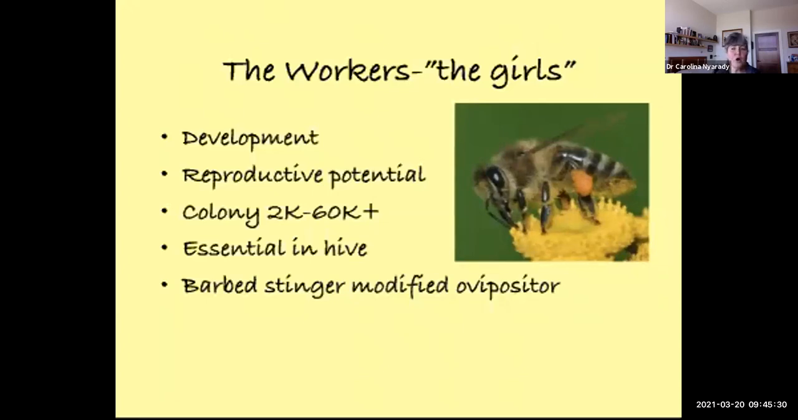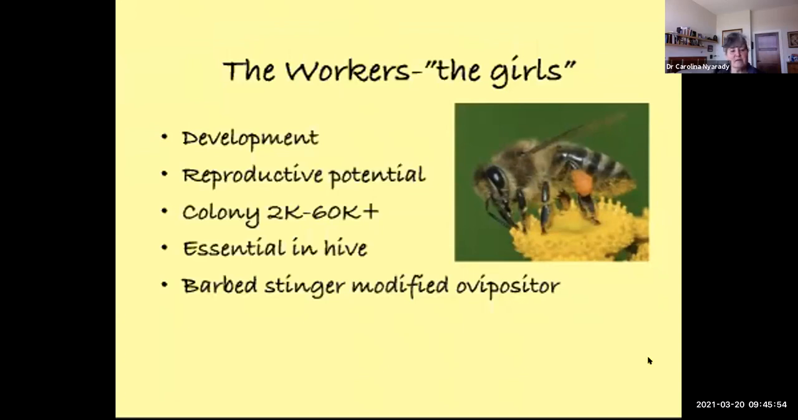And so all of the workers in the hive are fertilized eggs, so they develop into females. They're of course all related to one another as either full sisters or half sisters, given that the queen has mated with multiple males, right? So some will share the same genetics and some will only be 50% related to one another.